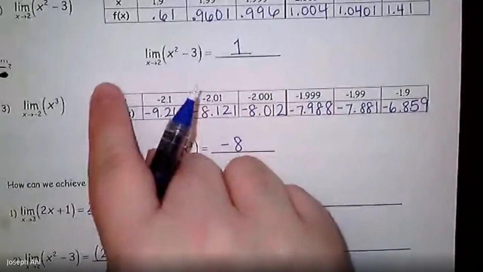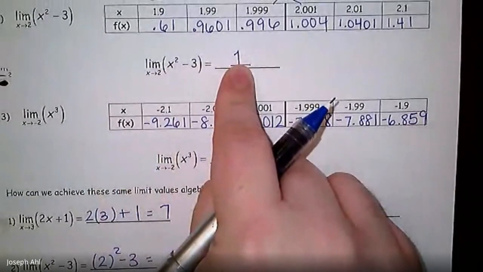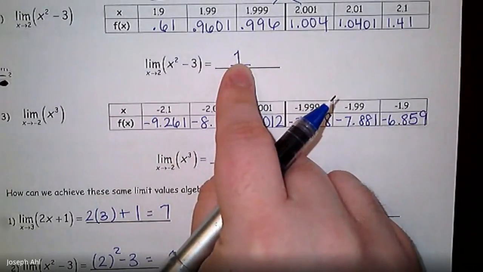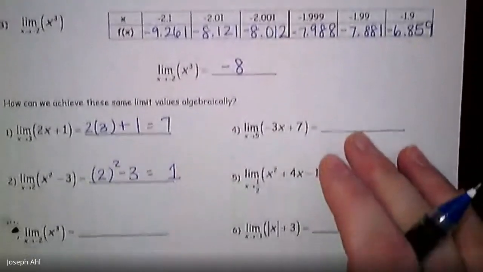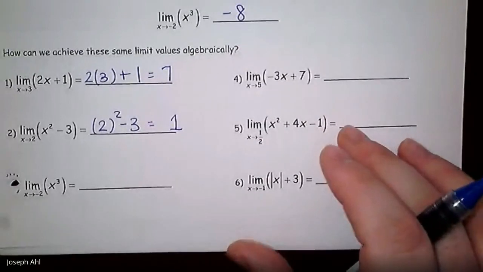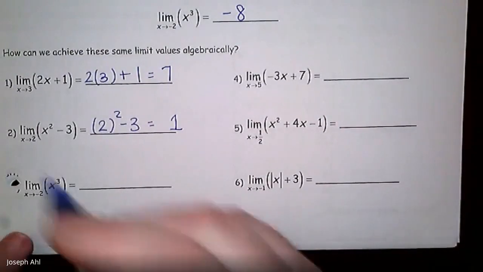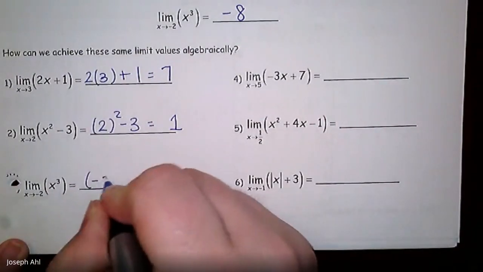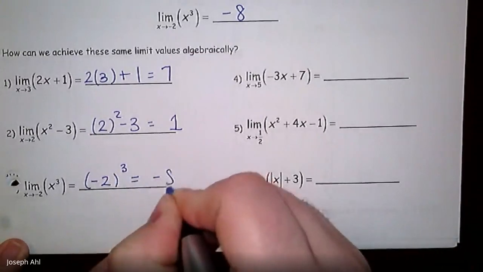And what do you know? That was the limit that we found in the table. So I guess it's good that the calculator knows what it's doing. And we can confirm these answers graphically using the table and then algebraically too. Finally, limit as x goes to negative 2. Yeah, negative 2 cubed is in fact negative 8.